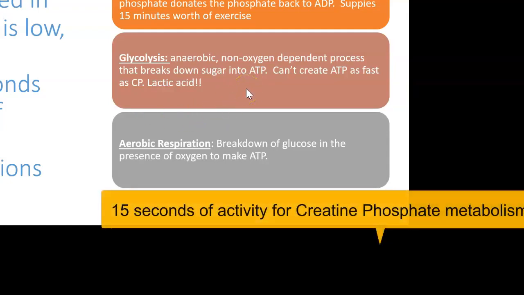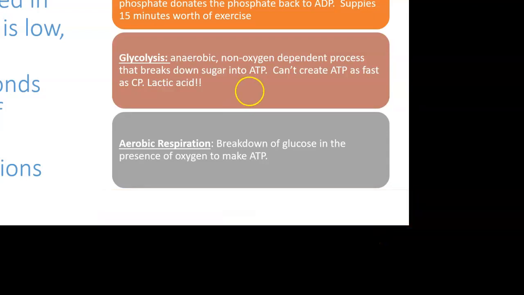So if you're a sprinter running the Olympic 100-yard dash, you're probably going to be using a lot of creatine phosphate to supply you with energy, because you're going to be doing that for less than 15 seconds. I should say 15 seconds worth of energy, not 15 minutes. My bad. There's also another typo on there too, but 15 seconds worth of energy.